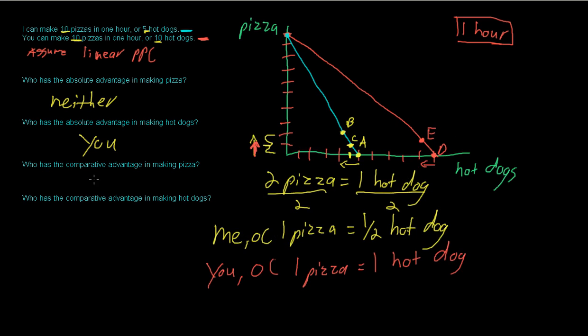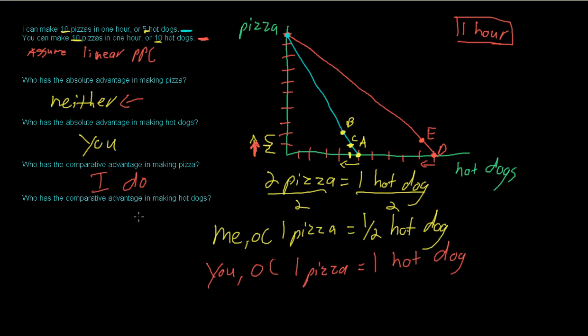So the answer is that even though neither person had the absolute advantage in making pizza, I have the comparative advantage in making pizza only because I'm not very good at making hot dogs. And this is the kicker: because I'm not very good at making hot dogs, I should make pizzas, even though you can make pizzas just as well as I can. So because my comparative advantage is in making pizzas, if we need to produce both pizzas and hot dogs, it makes sense for me to produce as many pizzas as I can, and then to go on to hot dogs.